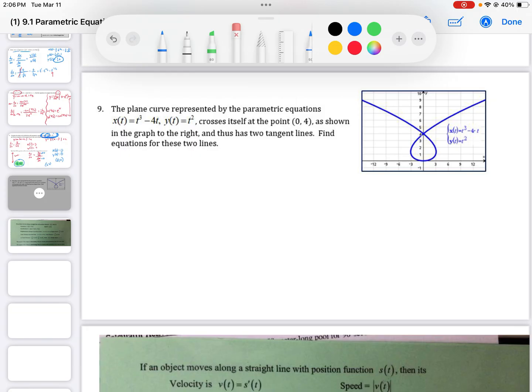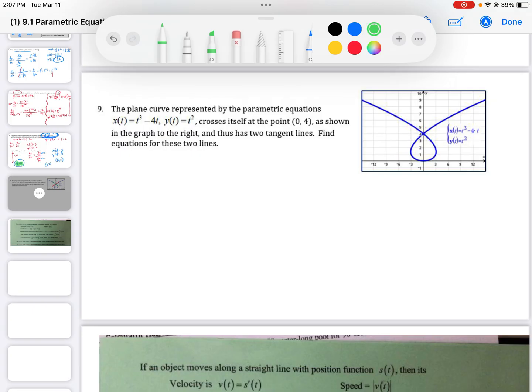So when time is what? Has two tangent lines at 0, 4, I guess. So I guess we need to find the tangent lines when this is happening and when this is happening. I'm guessing those are the two tangent lines. Crosses itself at the point 0, 4 as shown in the graph and thus has two tangent lines. Okay, so it's wanting you to find the tangent lines there, I guess. There's two tangent lines, one at that one, and then the other one is tangent there.